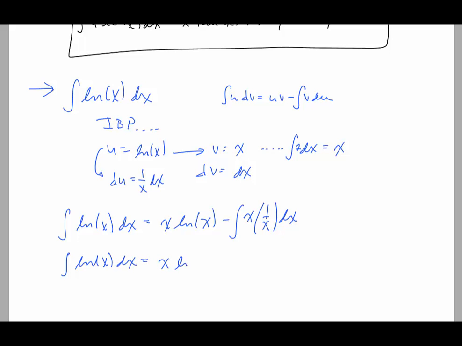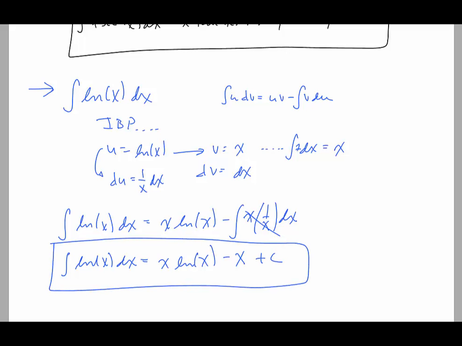So I have x ln of x. Now notice the x's cancel here, and I'm just left with the integral of dx, which is x. So this is a minus x plus c, my constant of integration, because this is an indefinite integral. Now this is simplified. If I wanted to, I could factor out an x. It doesn't really put it in any terms that are any easier to work with. So this would be the natural log of x, and then of course the minus 1.